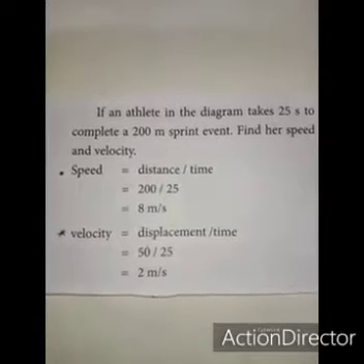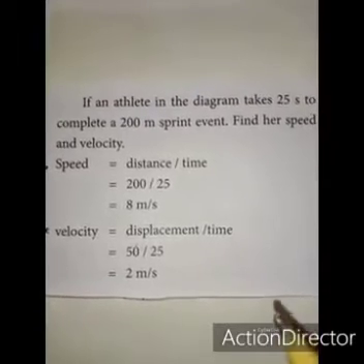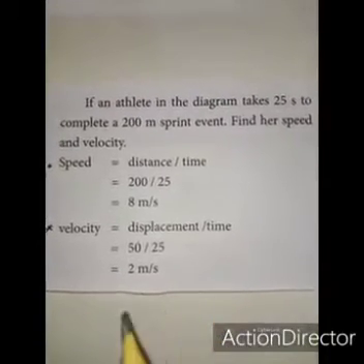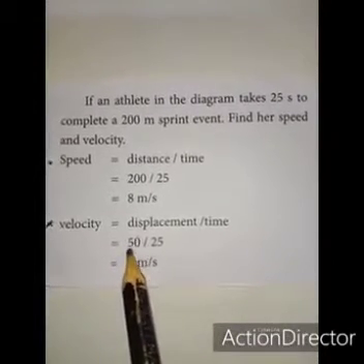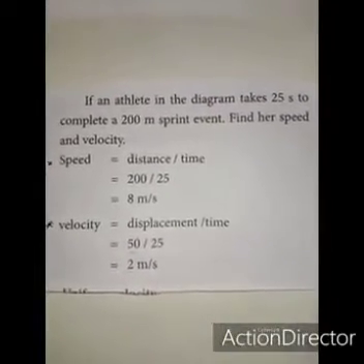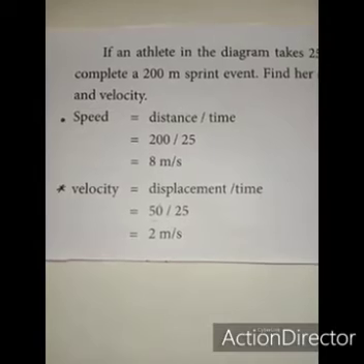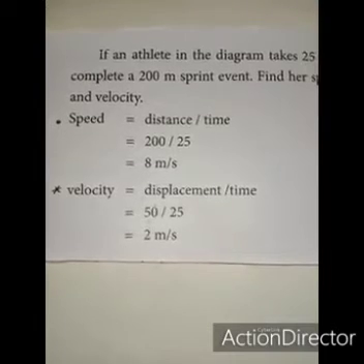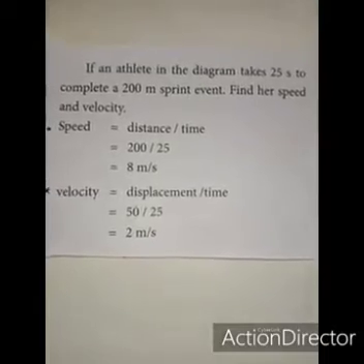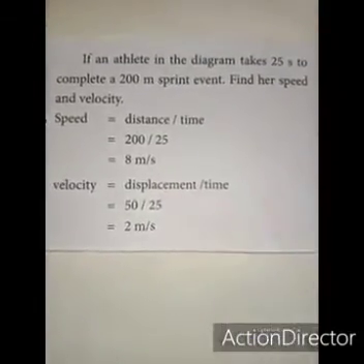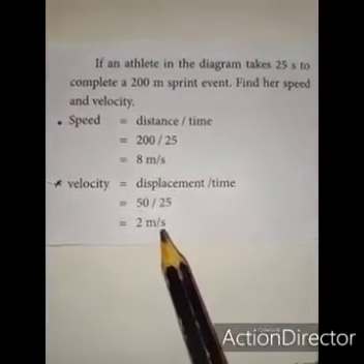To find velocity, we have the formula displacement by time. The picture shows the displacement is 50 meters. Displacement given in the picture is 50 meters and time taken is 25 seconds. So we are dividing 50 by 25. Velocity is 2 meter per second.